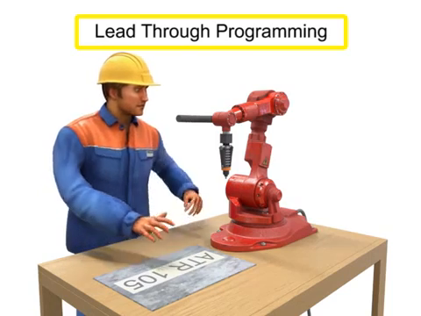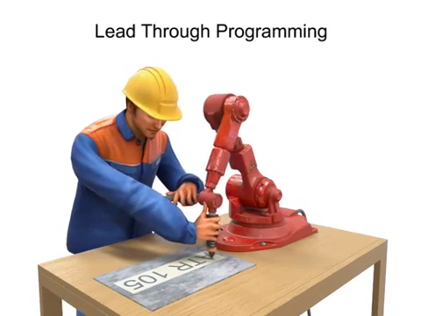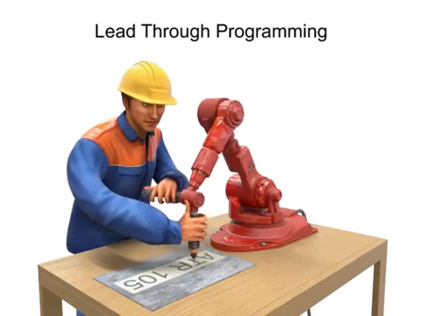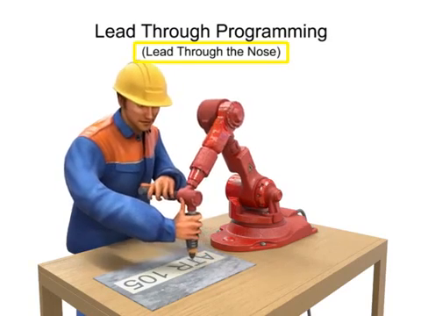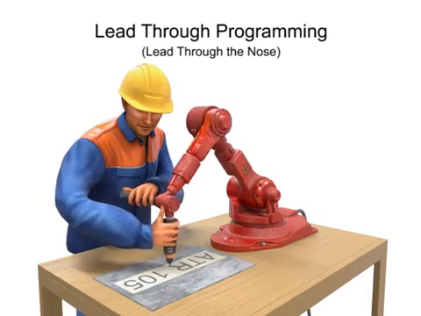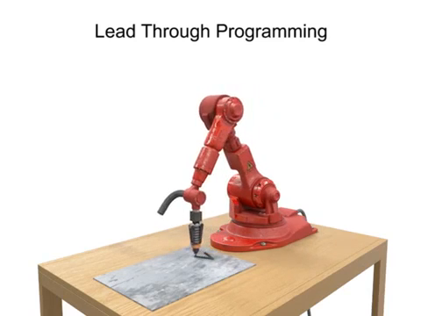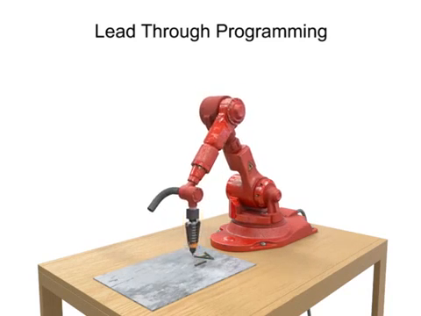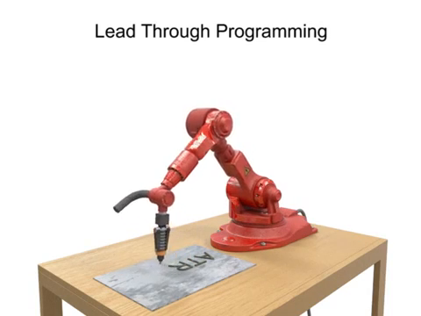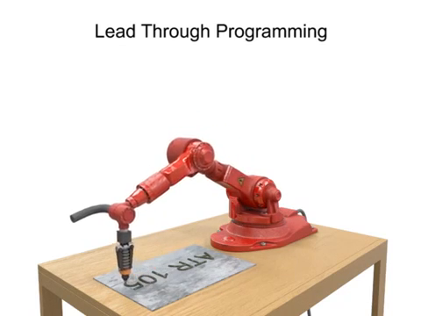Lead-through programming, which is typically associated with continuous path control, is a method by which the technician physically guides the robot through the desired program. This method, also called lead-through-the-nose programming, is used most often in spray paint and welding applications. It requires very little programming skill and allows experienced technicians to accomplish the work using the robot while the controller records each step. This method typically takes less time to accomplish than teach pendant programming.